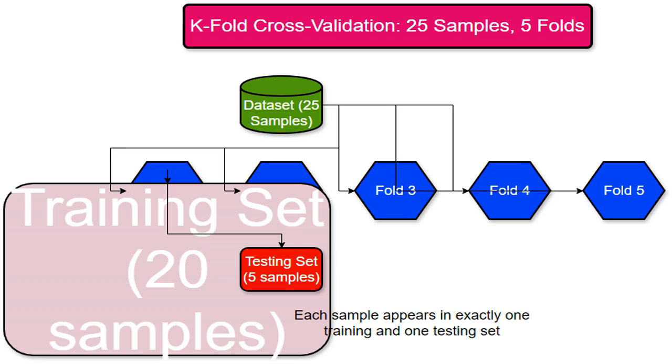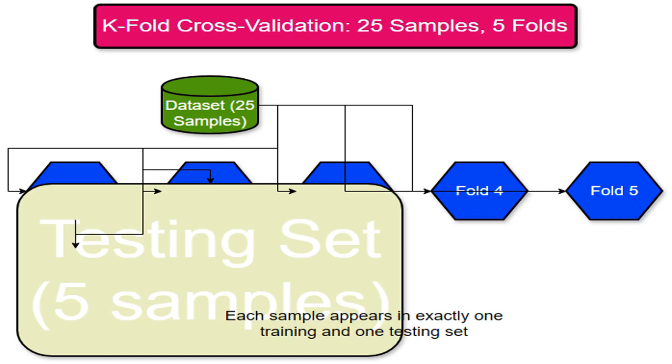In each iteration of 5-fold cross-validation, 4 of the 5 folds are combined to form the training set, containing 20 samples. This set is used to train the machine learning model. In each iteration, one of the 5 folds is used as the testing set, consisting of 5 samples. This set is used to evaluate the model's performance after training.